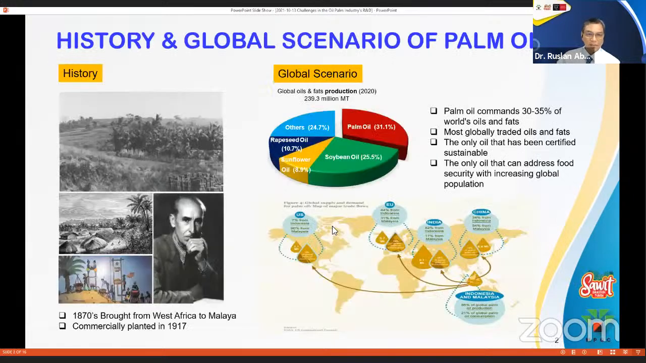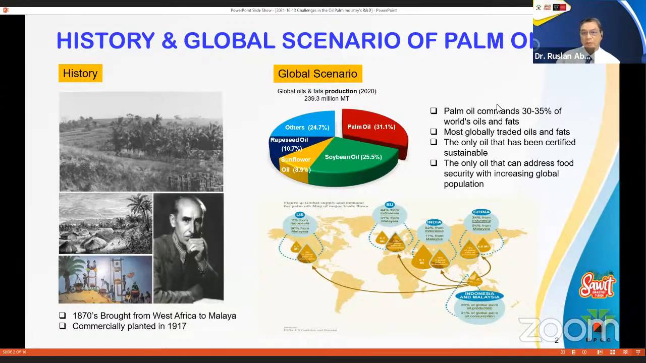This has been mentioned by the previous speakers, but I just want to highlight that the oil palm tree is not native to Malaysia. It was brought in from West Africa to Malaysia via London and Delhi in Indonesia. It was first commercially planted in 1917.